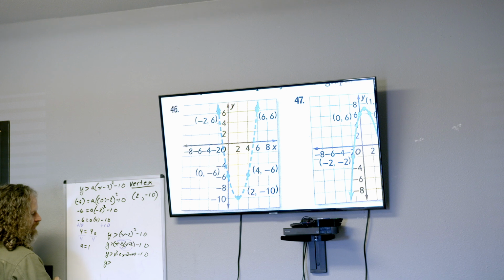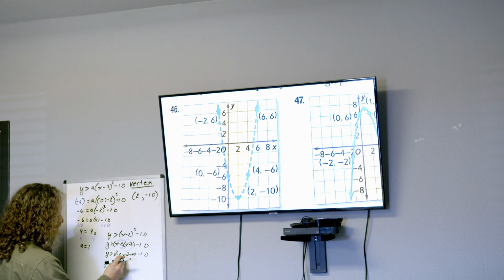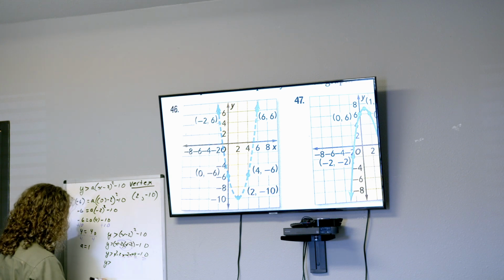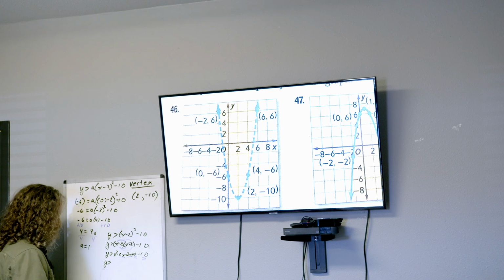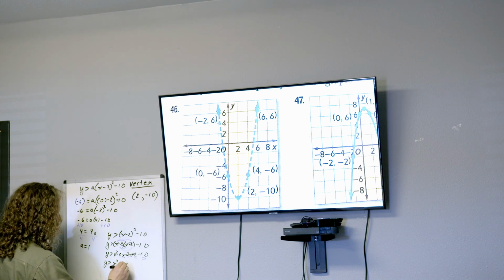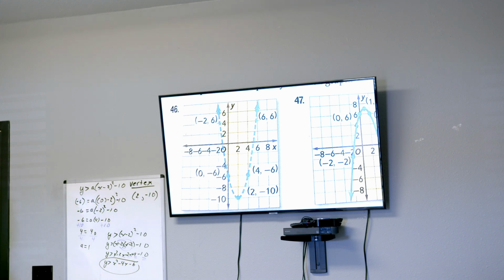y is greater than, what's happening now? Combine like terms. This one, and we can go ahead and do this one as well. Minus 6. Grand, glorious, there it is.